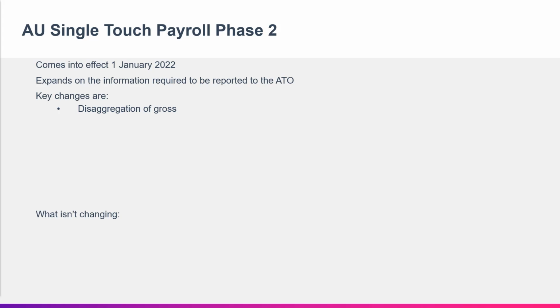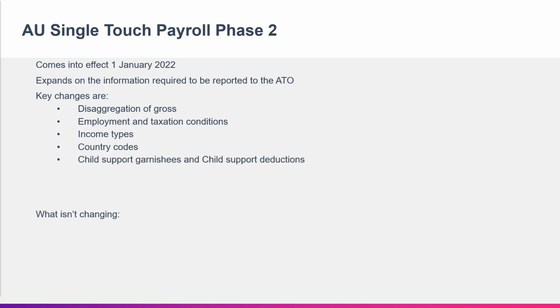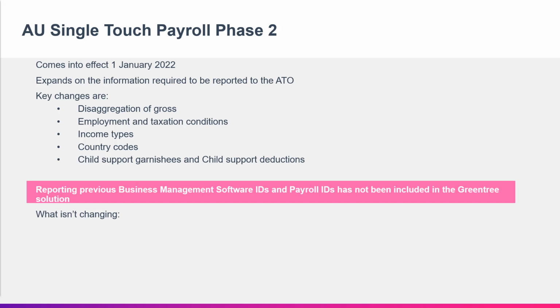Employment and tax conditions such as employee employment basis, TFN declaration information, and details of when and why an employee leaves. Income types. To provide the ATO with greater clarity, each amount paid to an employee will be assigned to an income type. The use of country codes when making payments to employees with foreign employment income, inbound assignees to Australia, and working holiday makers. Child support reporting is optional, and reporting previous business management software IDs and payroll IDs was also optional and not included in the Greentree solution.